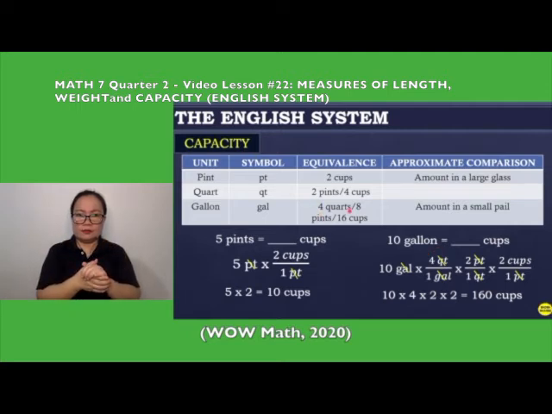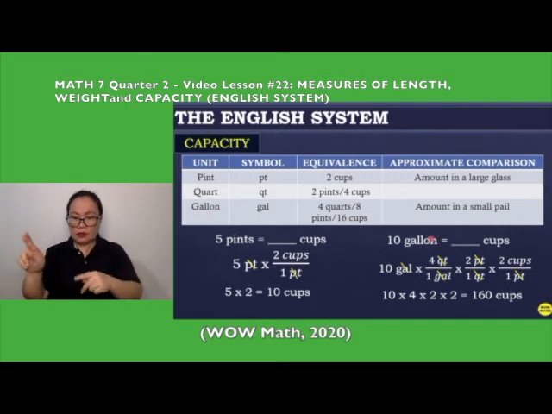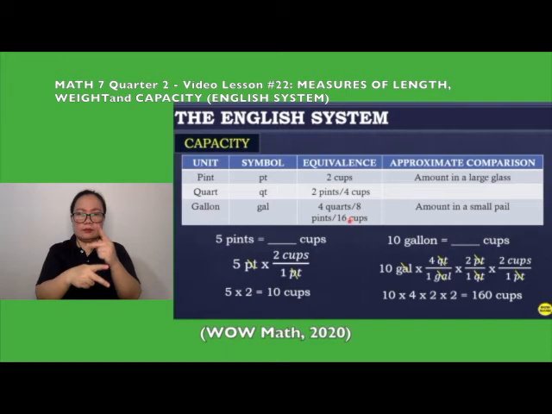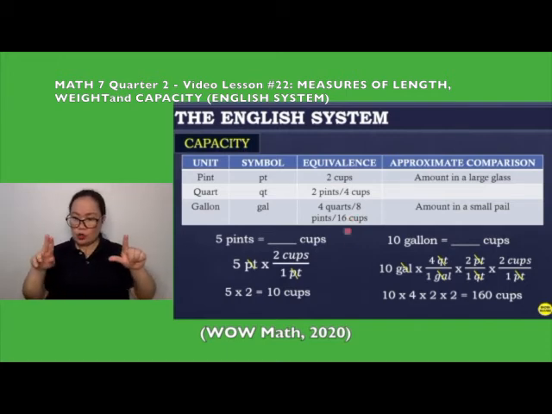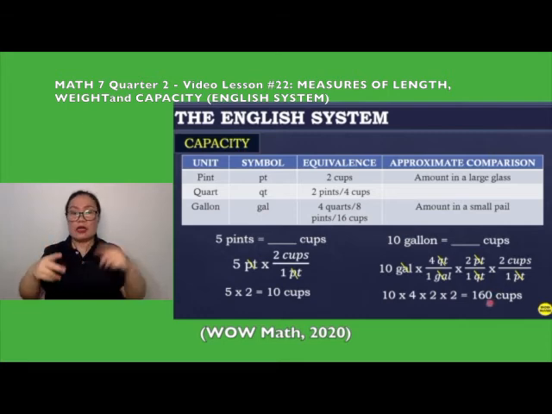Since meron na tayo dito na 16 cups, so 10 gallons, 'di ba? Gallon to cups. Anong sabi ko? From left to right, magmumultiply ka. Pag right to left, divide. So, gallon to cups, left to right yan. So, multiply. So, 10 times 16, that is 160.